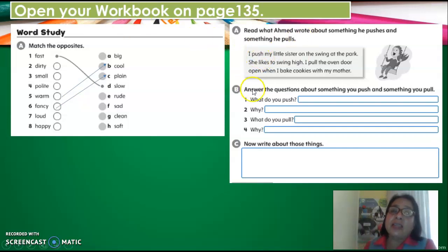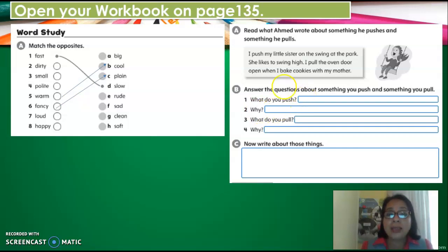In the activity B, it says, answer the questions about something you push and something you pull. Question, what do you push? Remember during the class that I asked you what things in the house you push, move, and you say, I push the table, I push the chair. Well, you can answer something like that, okay? Why? For example, if I say, I push the door, why? Because I want to close the door, I push it, okay? Why is asking for a reason, okay? What do you push? I push the door. Why? Because I want the door to be closed.